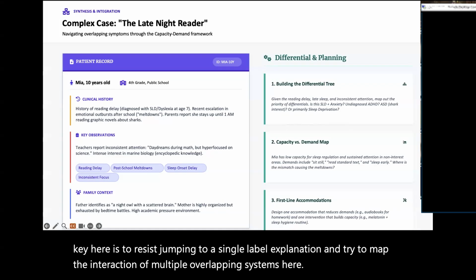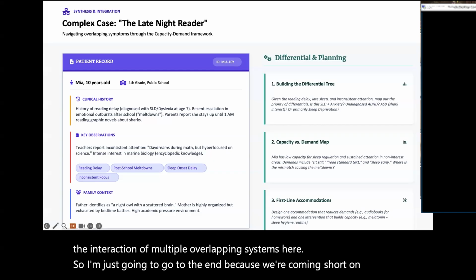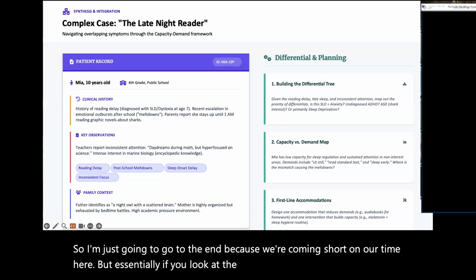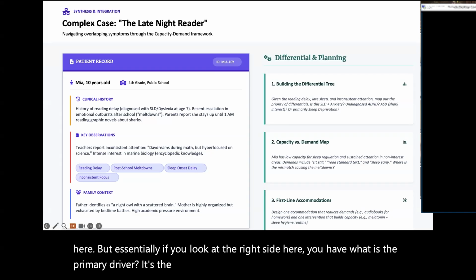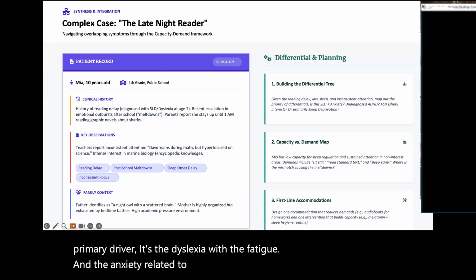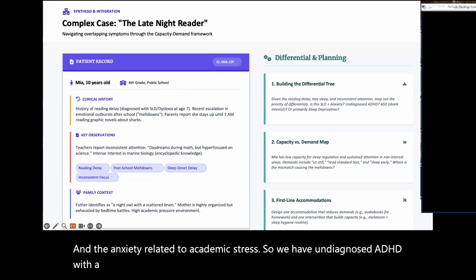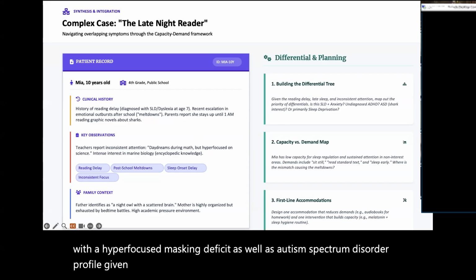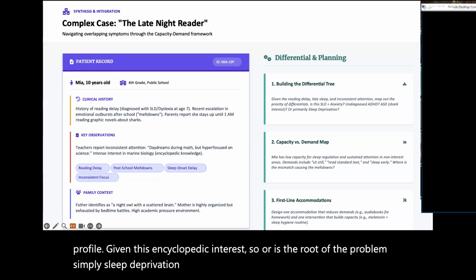So I'm just going to go to the end because we're coming short on our time here. But essentially, if you look at the right side here, what is the primary driver? It's the dyslexia with the fatigue and the anxiety related to academic stress. Or do we have undiagnosed ADHD with a hyper-focus masking deficits, as well as an autism spectrum disorder profile given this encyclopedic interest? Or is the root of the problem simply sleep deprivation impairing executive capacity, right?